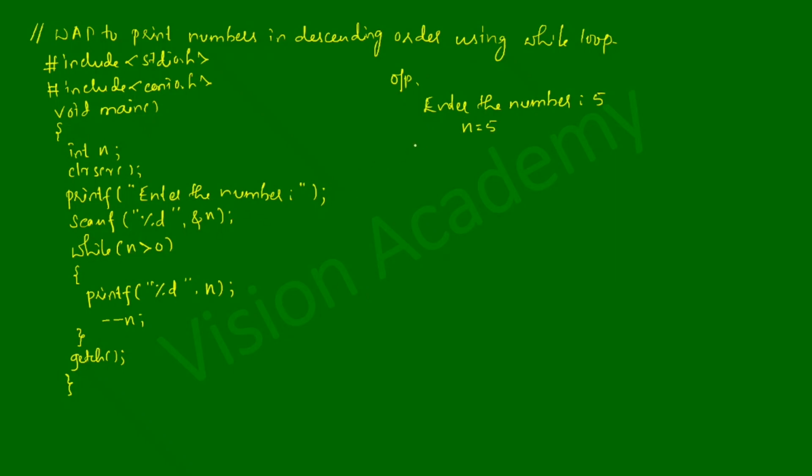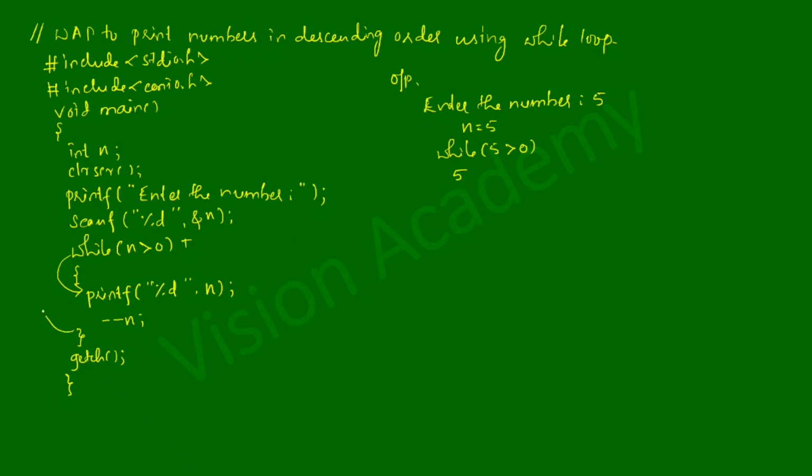So while n is greater than 0, so while n is what? 5 is greater than 0, yes, the condition is true. Once it is true, then control enters into the body of this while loop, and it is going to print the value of n. For the first time, the value of n is what? 5. So it is going to print 5, and then we have written minus minus n. So it is going to decrement the value of n by 1. So here it will become 4.